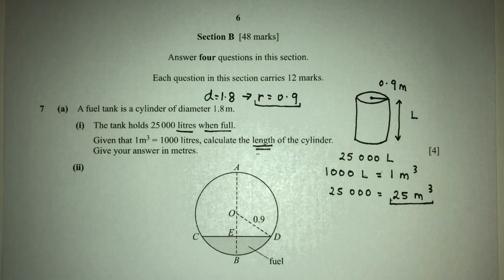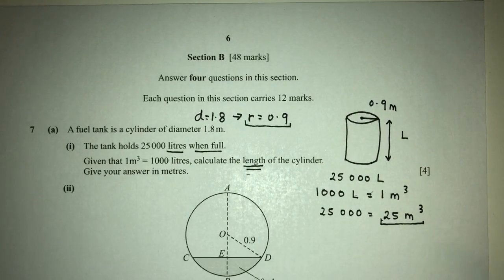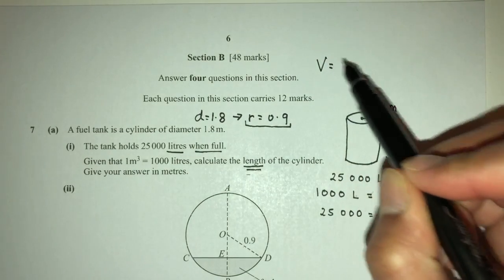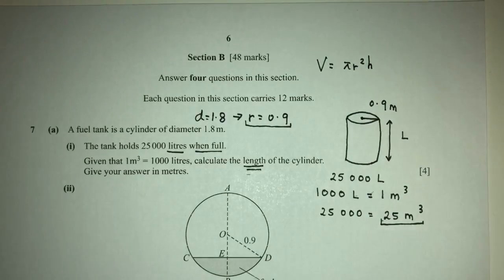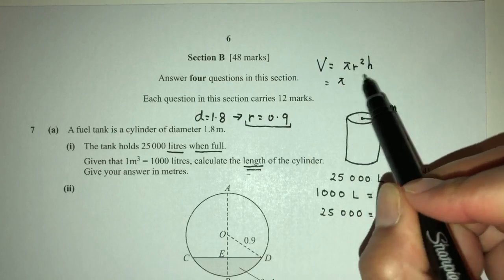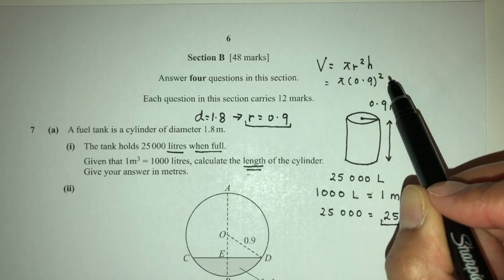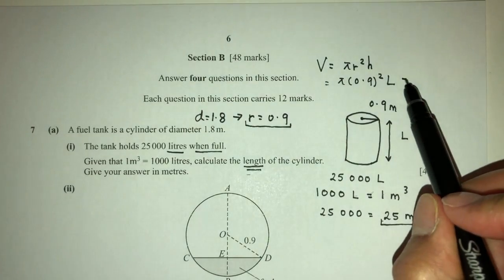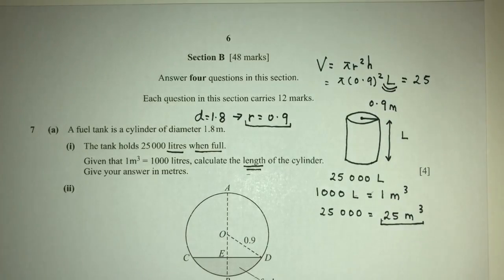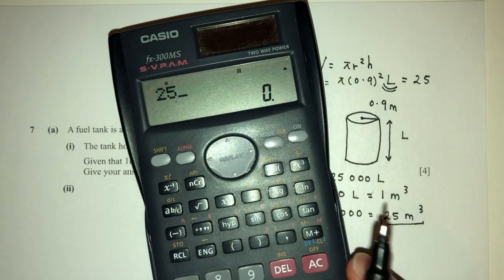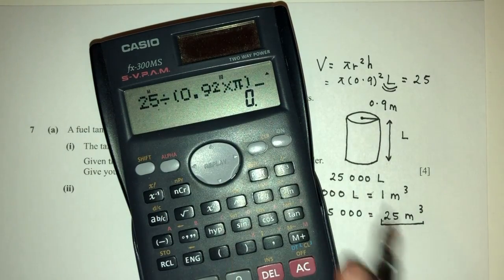Okay, so we have to find the length. Now, first thing is, how do you find the volume of a cylinder? Volume is given by the formula pi r squared h, for the height or the length. Now pi is pi, r squared is 0.9 squared, and the height or length we don't know, but we know the volume is 25. So we have to solve for this value of L. L will be 25 divided by 0.9 squared times pi.